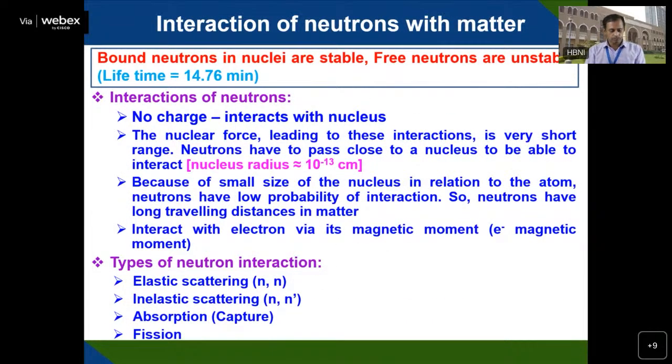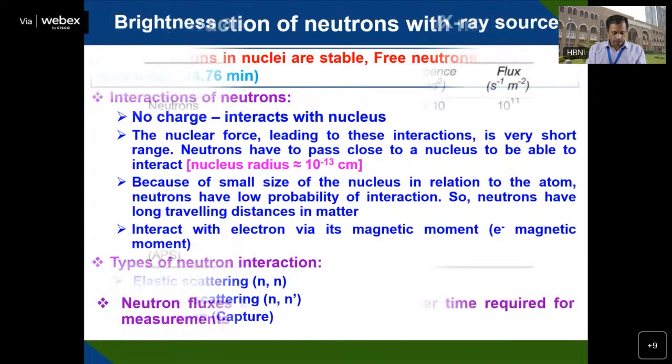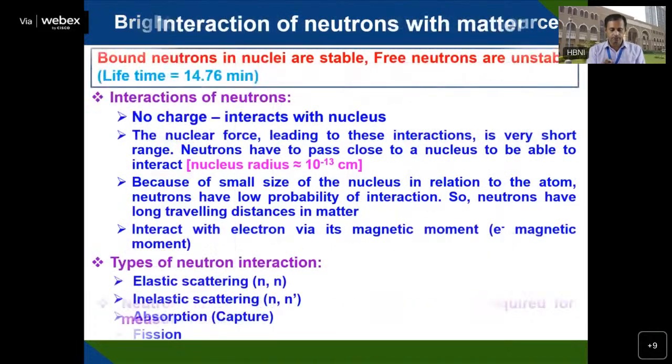So if you see how neutrons interact with materials, different types of processes occur. One is elastic scattering, where there is no energy loss, nothing. In inelastic scattering, you can produce another neutron, or absorption or capture is possible, or a fission reaction can be possible. And these are the three phenomena that can occur.